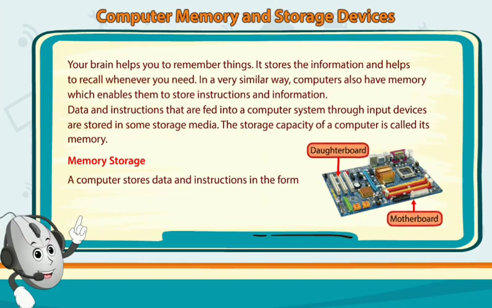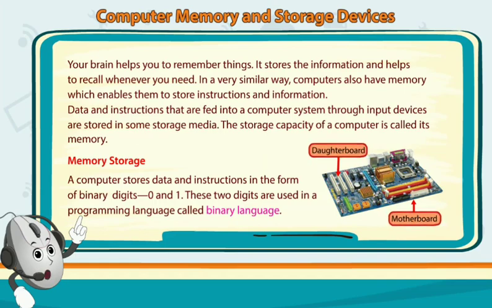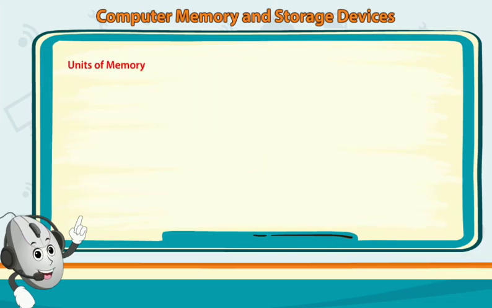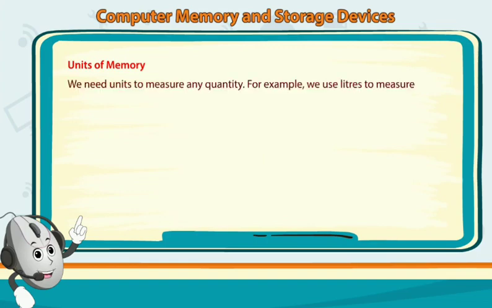Memory storage. A computer stores data and instruction in the form of binary digit, that is 0 and 1. It stores the information in the form of binary digit because it understands only binary digits. These two digits are used in a programming language called binary language.